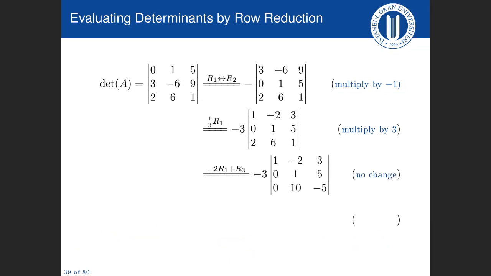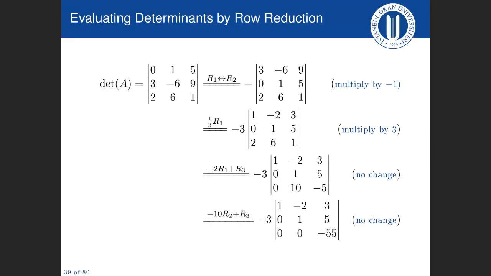And then I'm going to do minus 2 row 1 plus row 3 becomes the new row 3. When we do that type of row operation, there's no change in the determinant. And then I'm going to do minus 10 row 2 plus row 3 becomes the new row 3. Again, no change in the determinant.